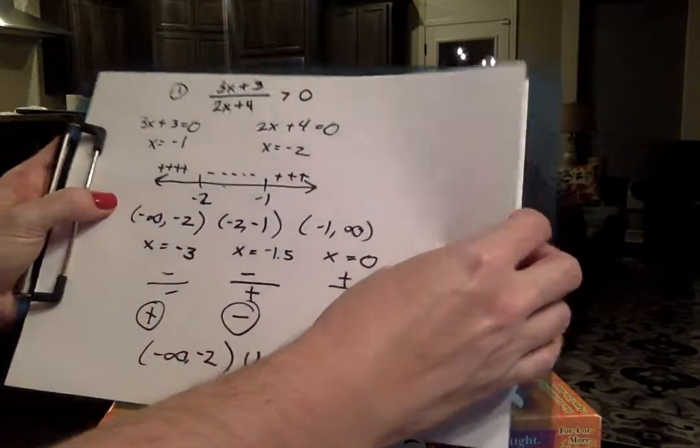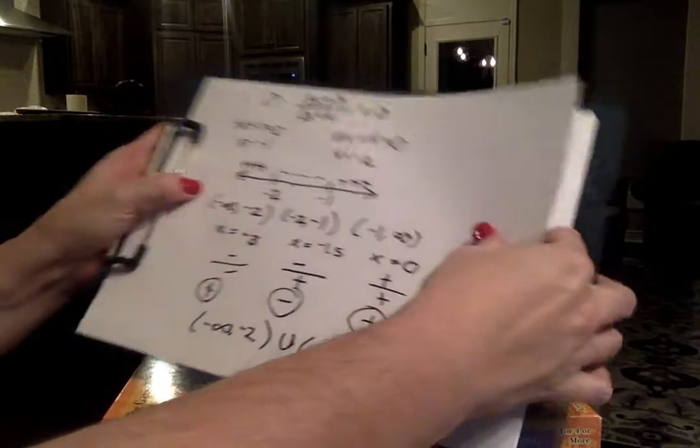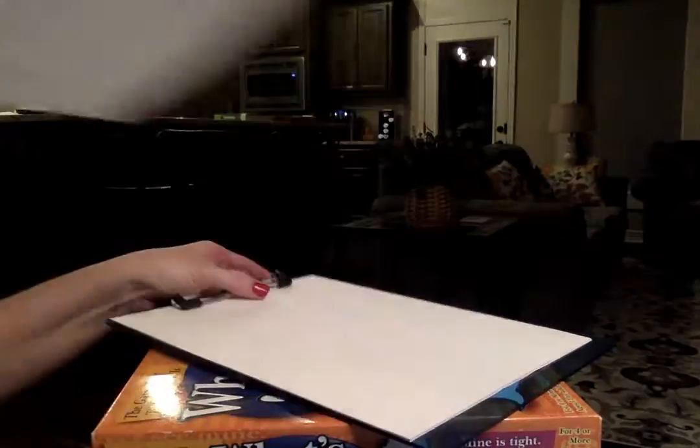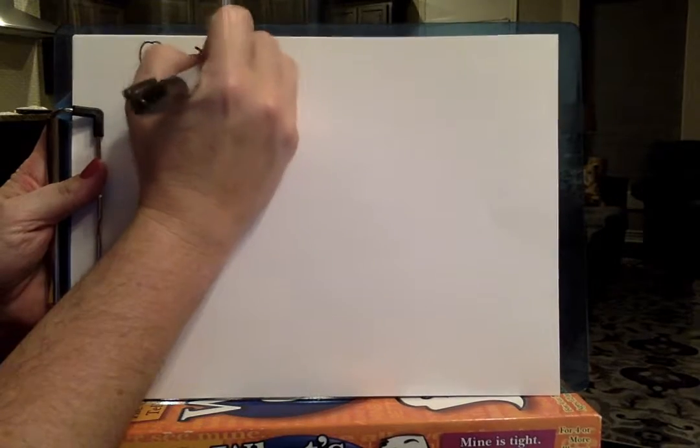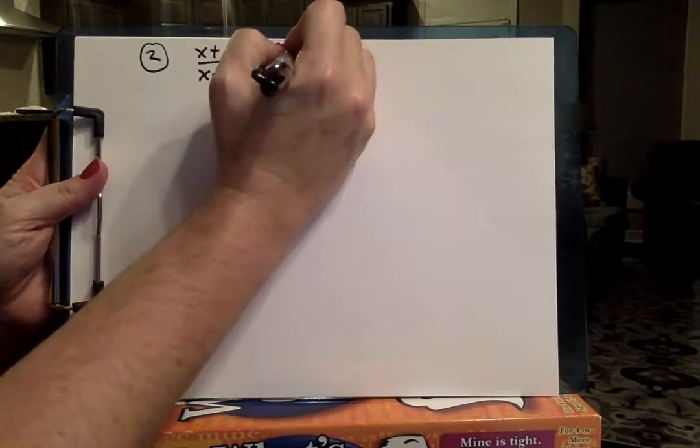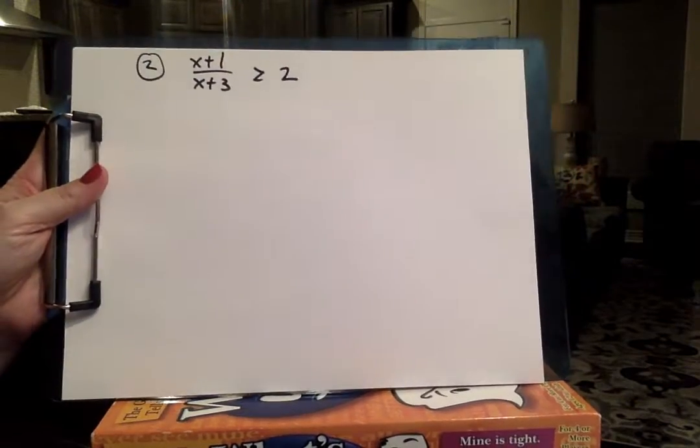Okay, all right, let me get a new piece of paper here, and then we will look at the next and final example, and then I think you guys will be ready to go on your own. So here's the second one. We have x plus 1 over x plus 3 is greater than or equal to 2. Okay.